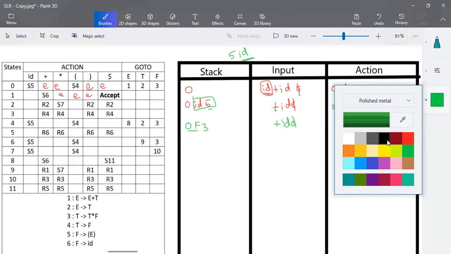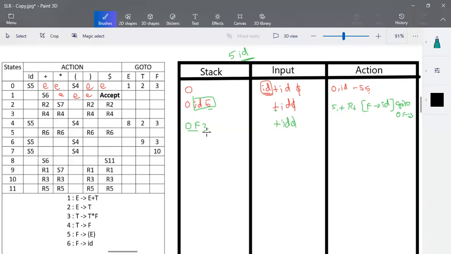So what will be the next step? You have 3 and plus. What is the corresponding entry for 3 comma plus? 3 comma plus consists of R4. So reduce with production number 4. And what is there in production number 4? It is T tends to F.